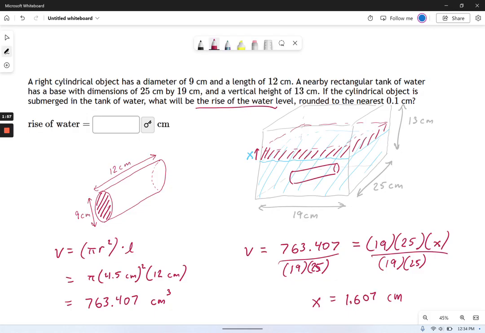So it goes up a little bit, not too much. And that's not too surprising. I mean, it's a pretty big tank. So this will work anytime you're putting an object into a tank. I think the only restriction would be if the object doesn't fit. Otherwise, you're good to go.